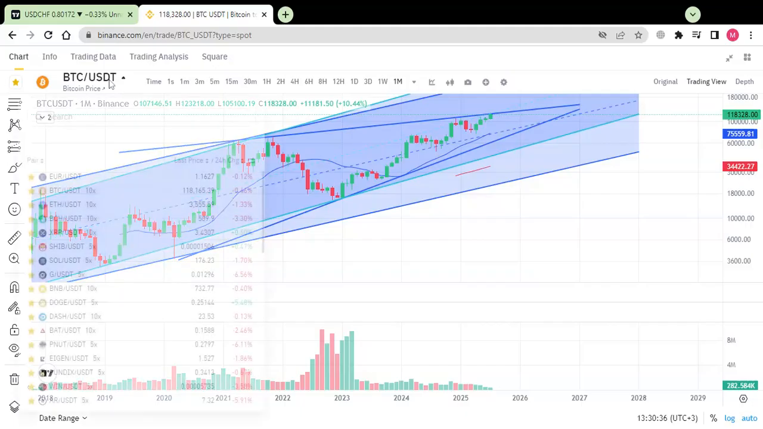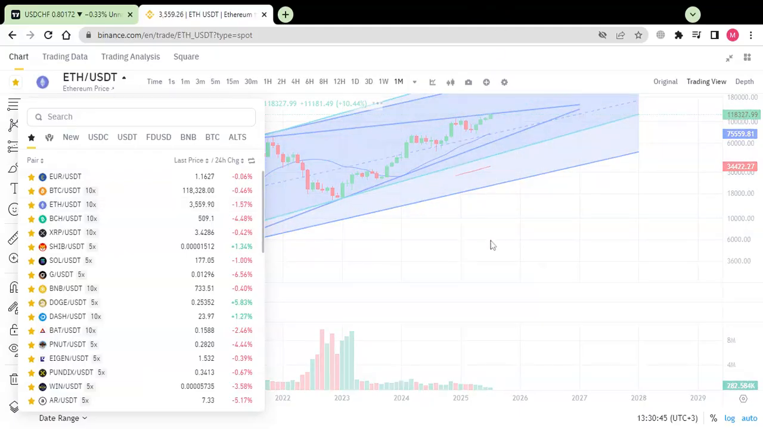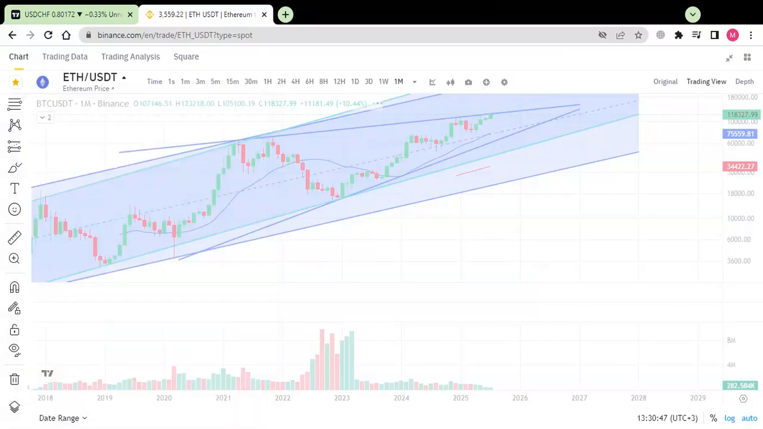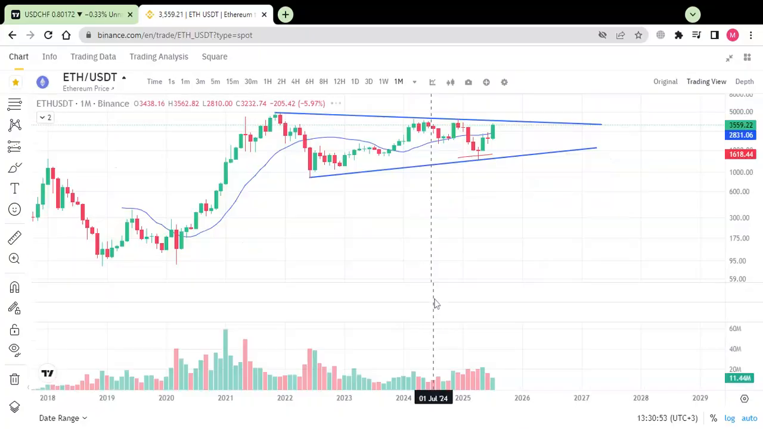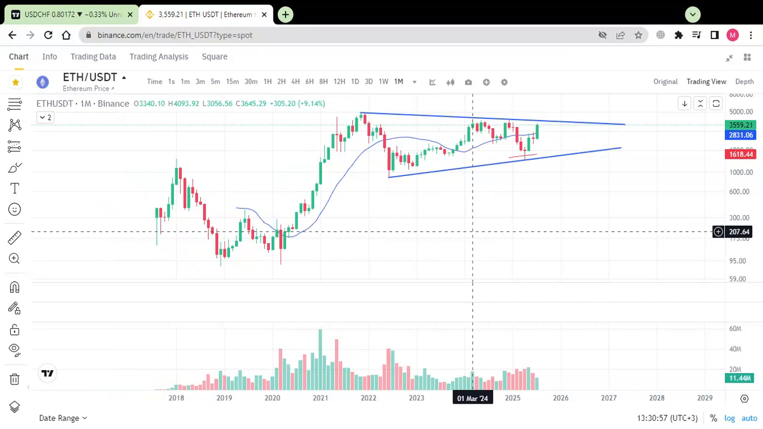Let's move to something else. Remember, I'm talking about the monthly chart. Ethereum. I would trust Ethereum in the long term more than Bitcoin, for some fundamental reason. At least they are a company and all the information is listed about them.